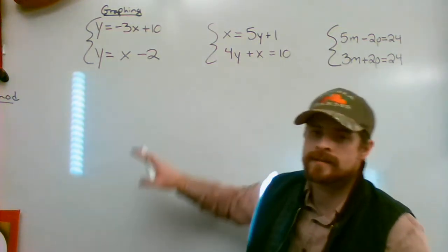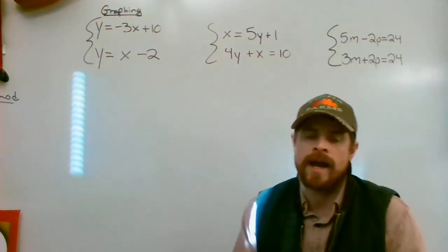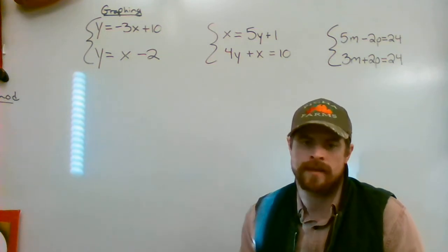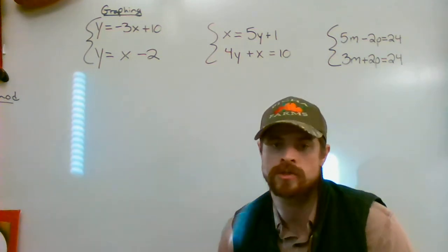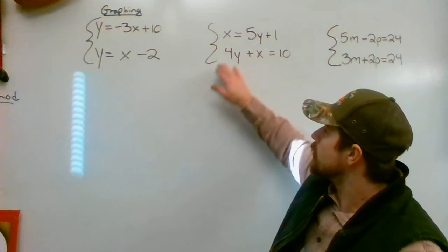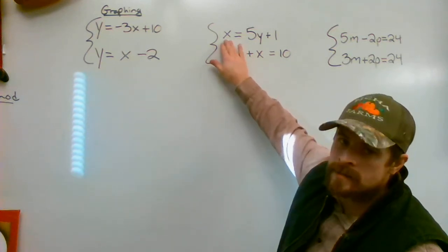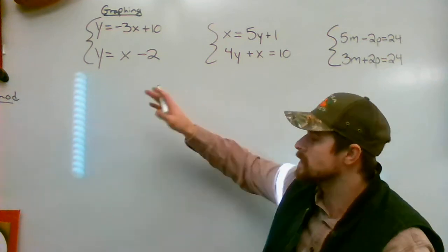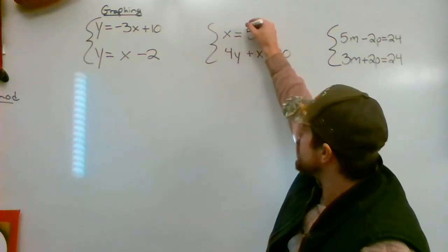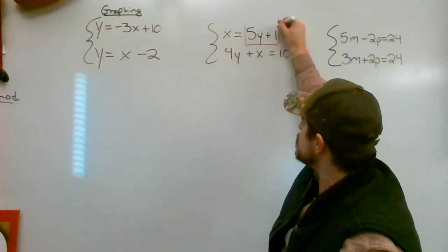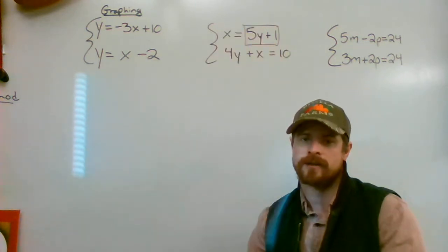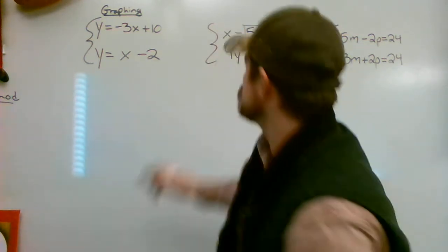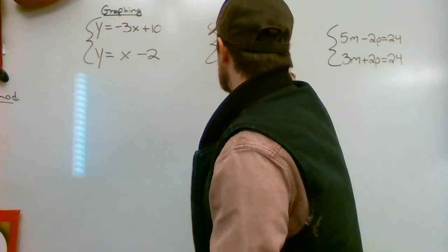The second system, I would use the substitution method. The reason I would choose substitution for this one is because I already have a variable x that's been isolated. It's given to me all alone on one side of the equal sign, meaning I have what in my video you would understand as a sticker. So for that one I'm going to be using the substitution method.